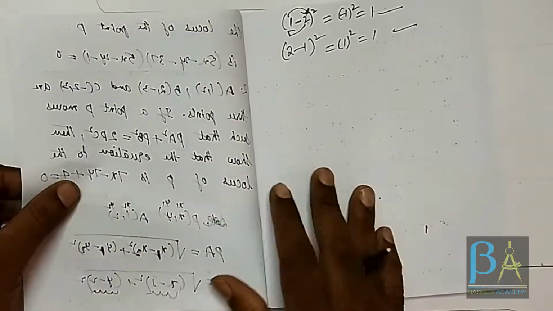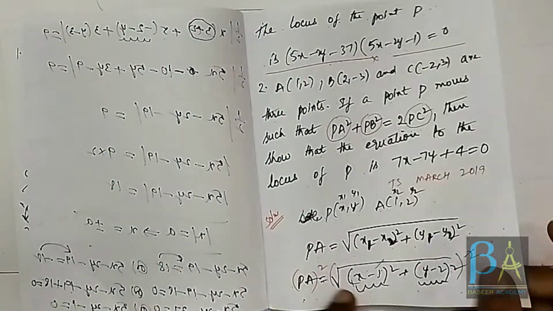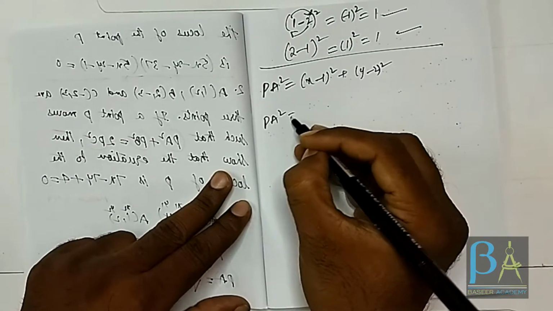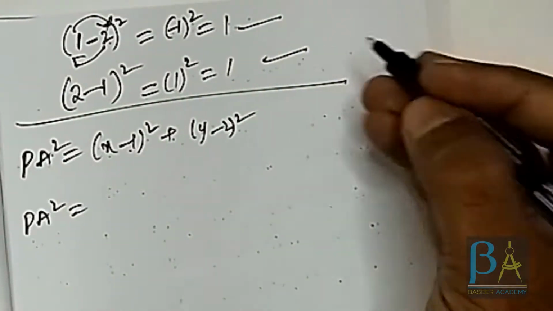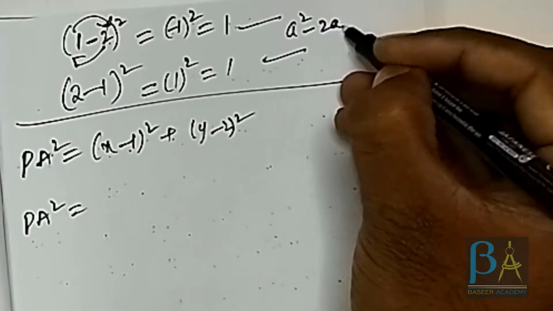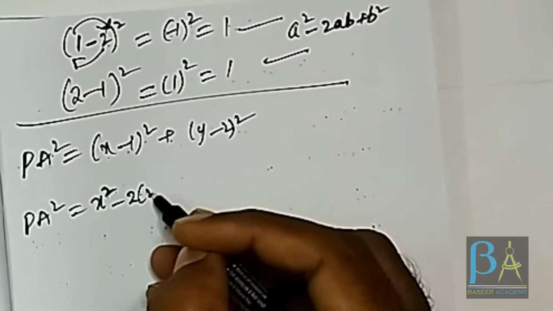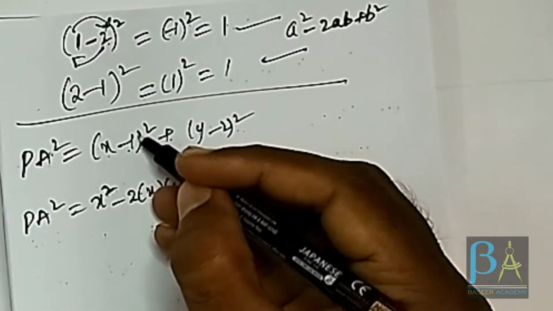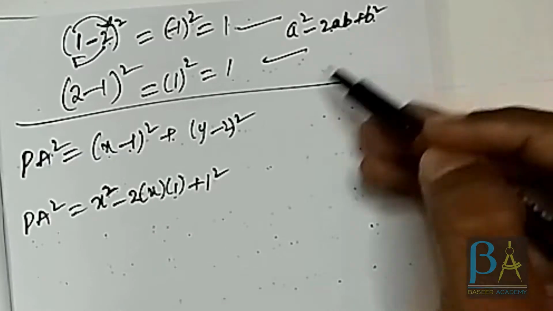So what is PA square going to be? PA square is going to be, let me first write this as it is, x minus 1 whole square plus y minus 2 whole square. So PA square is going to be a minus b whole square. What is a minus b whole square? A minus b whole square is nothing but a square minus 2ab plus b square, isn't it? So a square minus 2ab plus b square. Here in place of a I have x, and then in place of b I have 1. So that is what I did. In place of a I wrote x, in place of b I wrote 1.